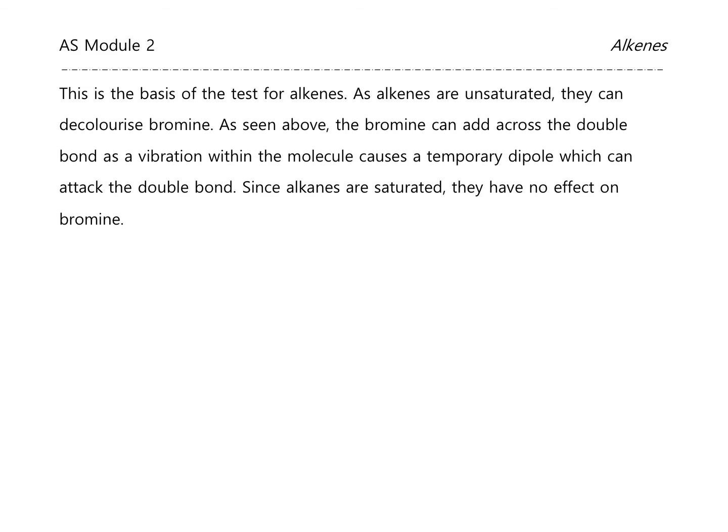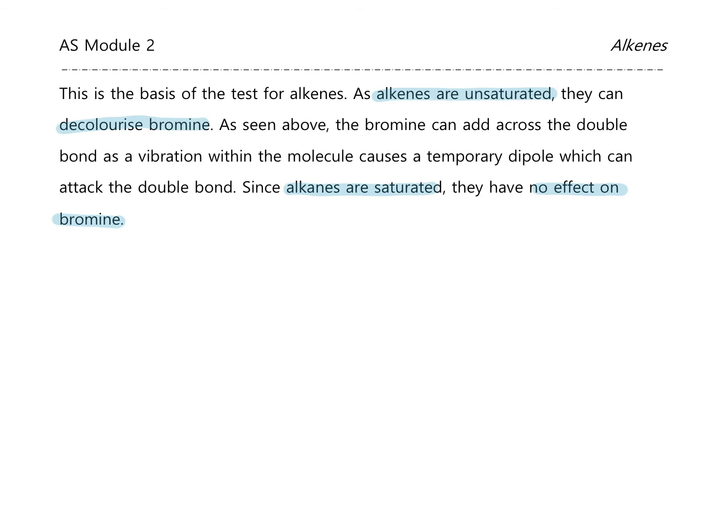So the reaction we've just looked at is actually the basis of the test for alkenes, and can be used to distinguish between alkanes and alkenes. So the reason why bromine can react with alkenes is because they are unsaturated, and so the bromine can add across the double bond, as we've just seen on the previous page. But because alkanes are saturated, they have no effect on bromine, so they can't react with bromine, and there's no more room for any extra bonds.